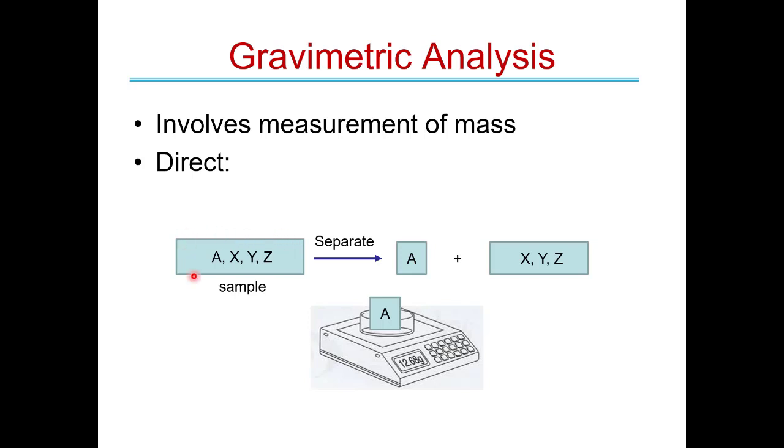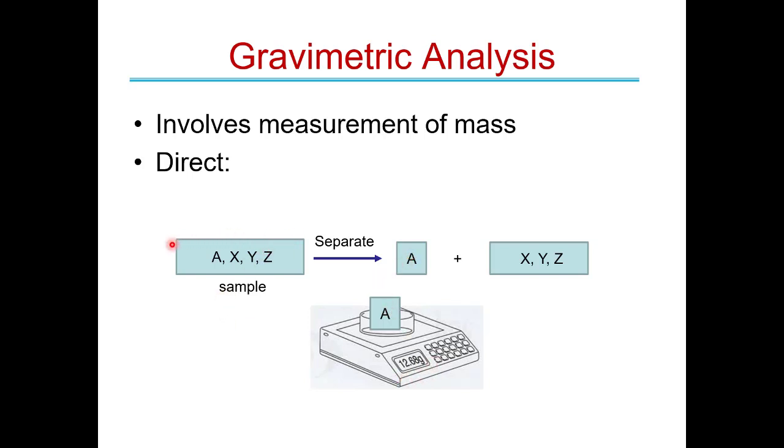So imagine that you have a sample and it's got several different components to it, A, X, Y, and Z. And let's imagine that A is our analyte. And so we want to know, well, what is the mass percent of A in our sample? Well, here's how we might be able to do that. Maybe we know some way of separating A out from the sample. So we can simply have our special technique that allows us to pluck A out of the sample, and then once we've got A, we just put it on a balance and we measure it.